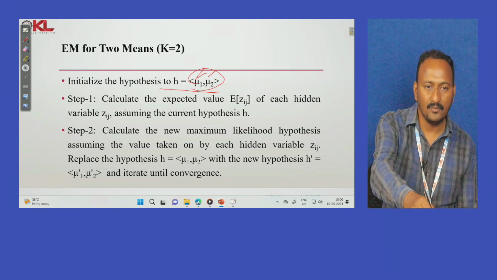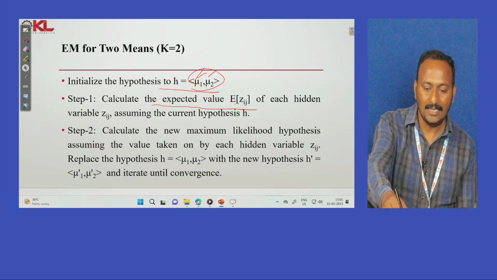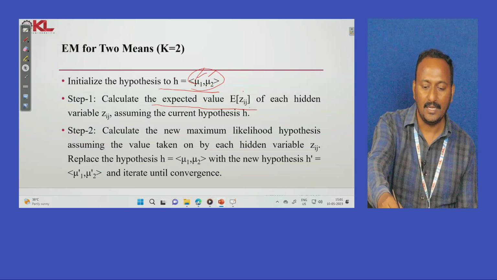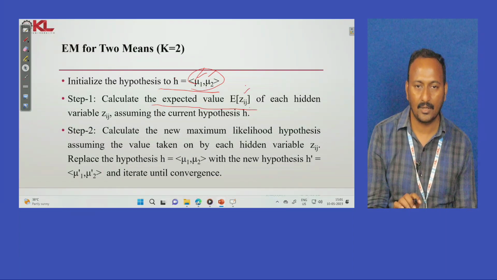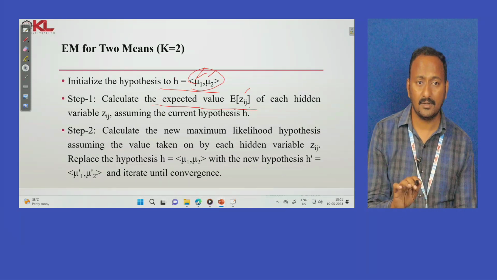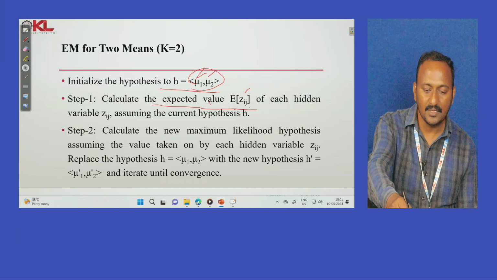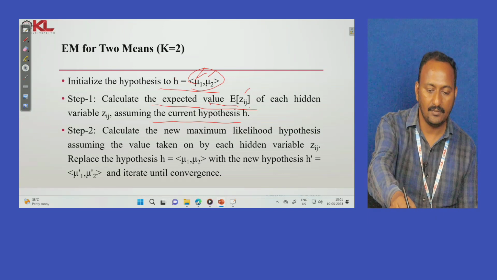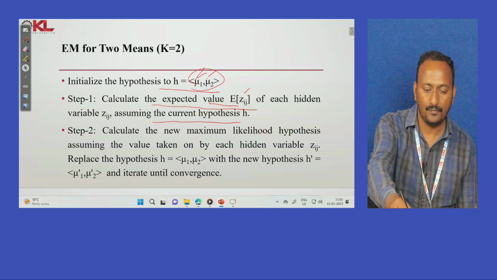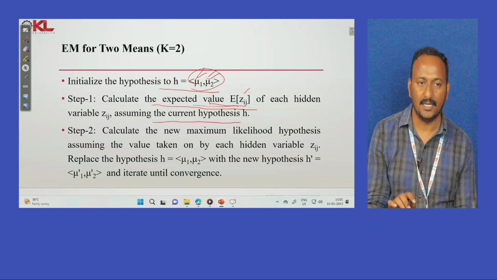In step 1 we need to calculate the expected value of z, that is E of Zij. It means we need to estimate the values for Zij. Zij are the hidden variables which tell us whether our instance is generated by the first distribution or the second distribution. To estimate this we need to consider whatever hypothesis we have. Initially we are taking H as mu1 comma mu2, so by assuming this, we estimate or expect the values of Zij. So this is the first step.